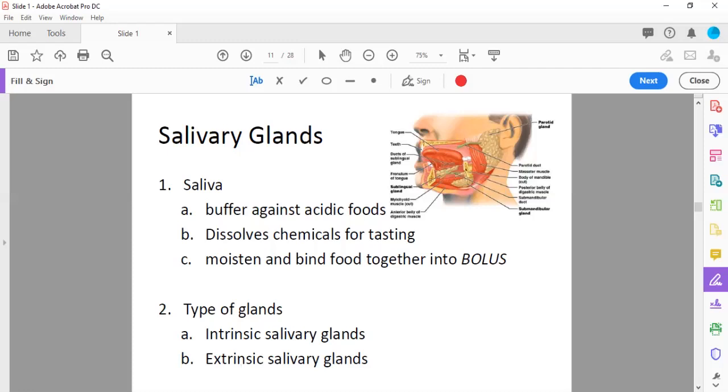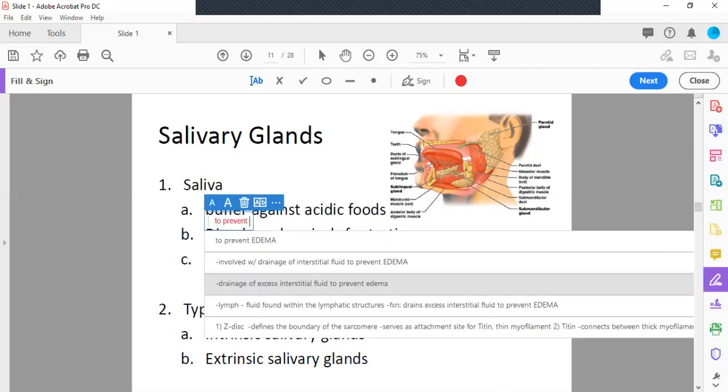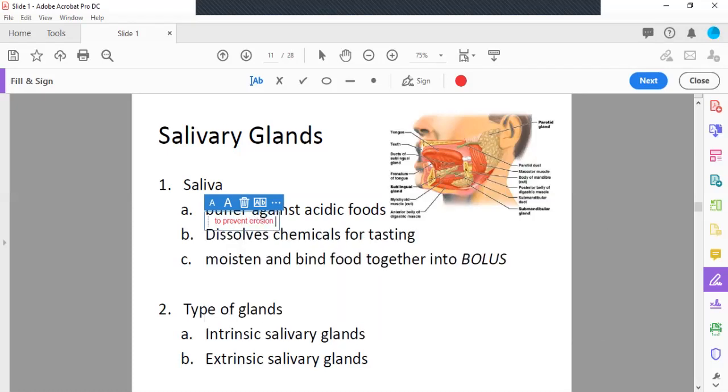Now, the functions of saliva: saliva helps to buffer against acidic food, to prevent erosion of the teeth. So here's the downfall: if you have a dry mouth, there's an increased chance of getting dental caries. Dental caries means cavities. So saliva helps to buffer against acidic food.